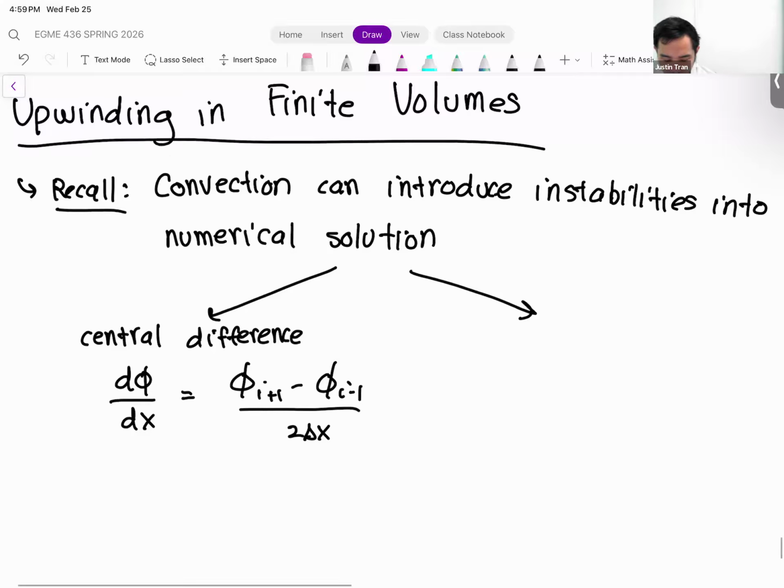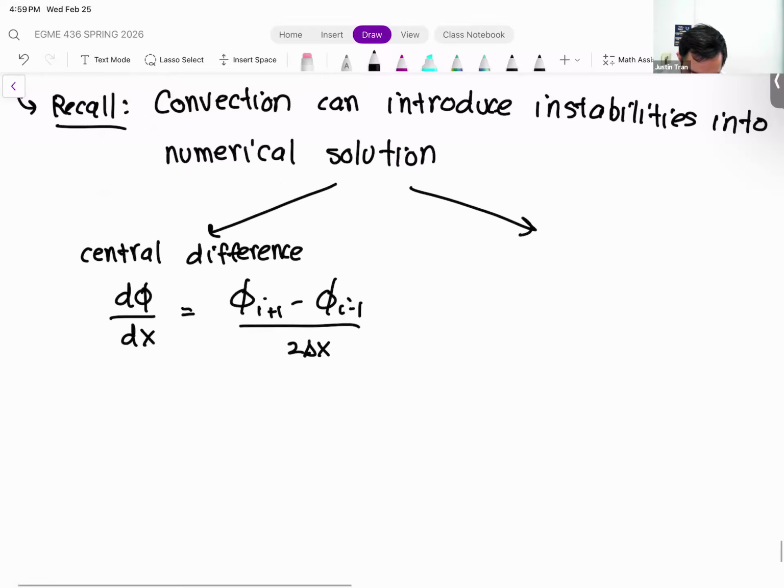All right, so the way that we checked this, or made sure that it was stable, was that we computed a special number called the Peclet number.